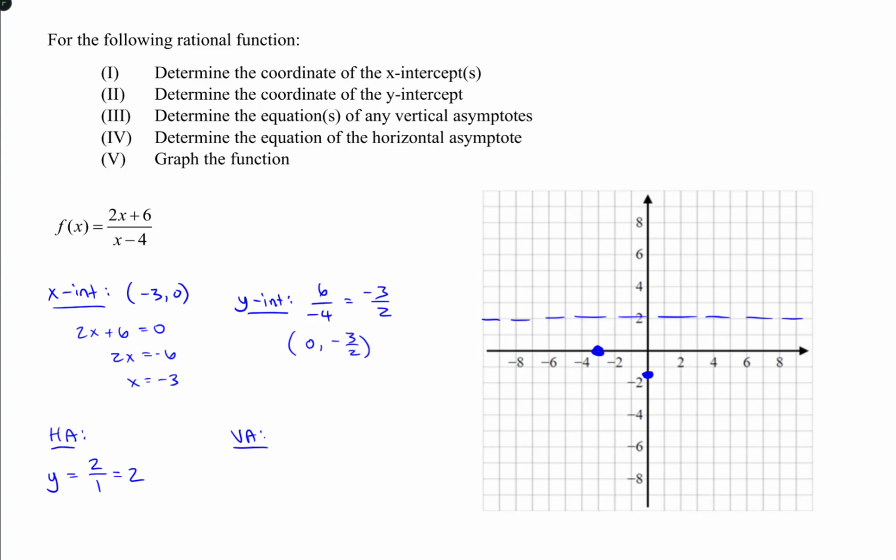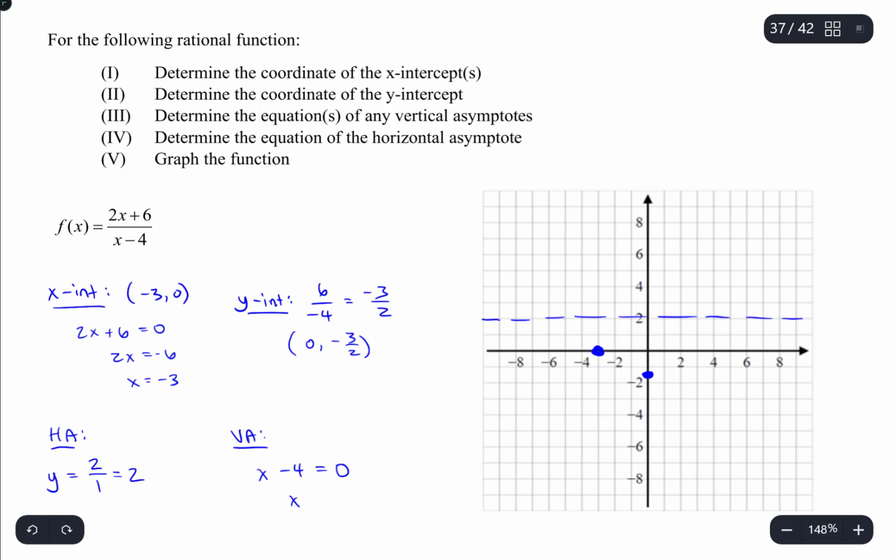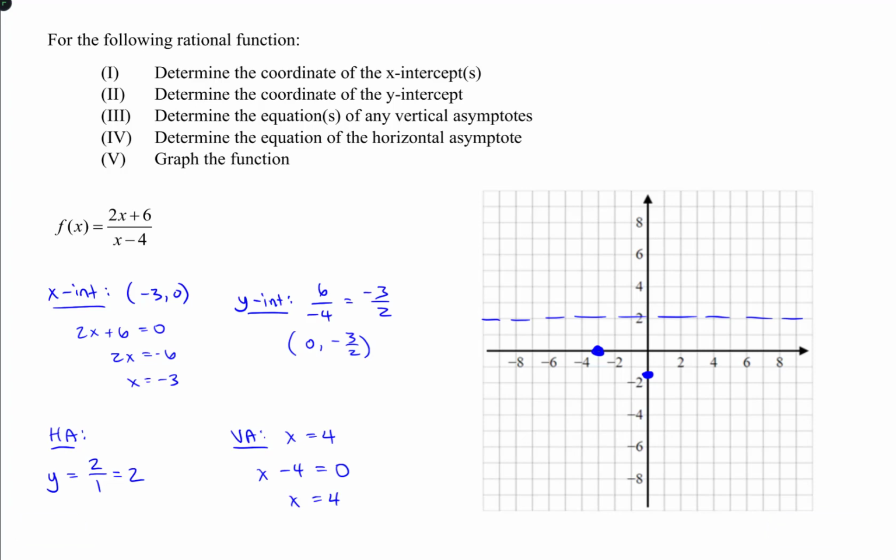And vertical asymptotes, the equations of the vertical asymptotes occur whenever the denominator is equal to 0. So we just set that denominator equal to 0 and solve. So at x equals 4, and we do leave that as the equation of a line because it is happening at a line.